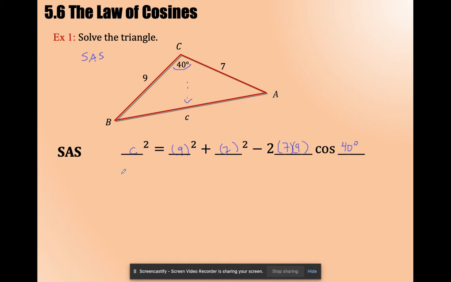Now I'm solving for C. So I'm going to undo. Now really, right, undoing a square is a positive and negative square root. But since I'm dealing with the side of a triangle, I only need the positive, right? Because it is a physical length of a triangle.